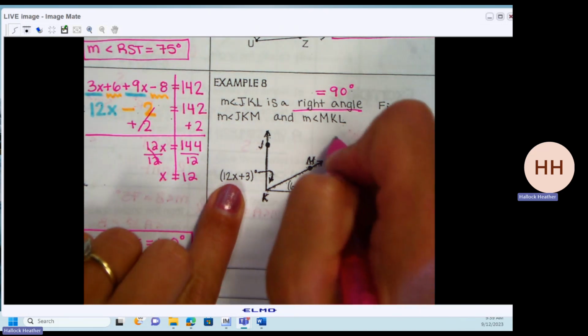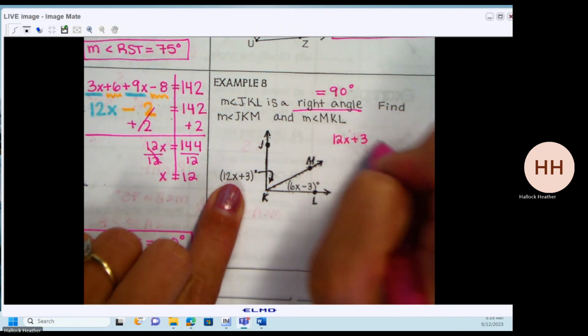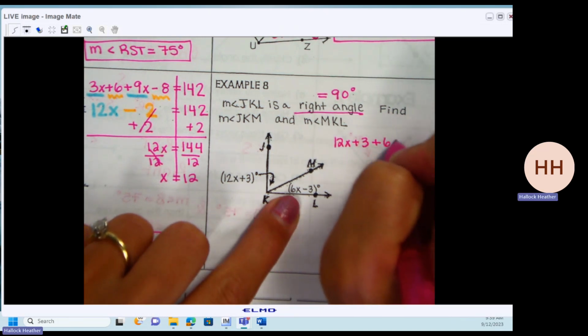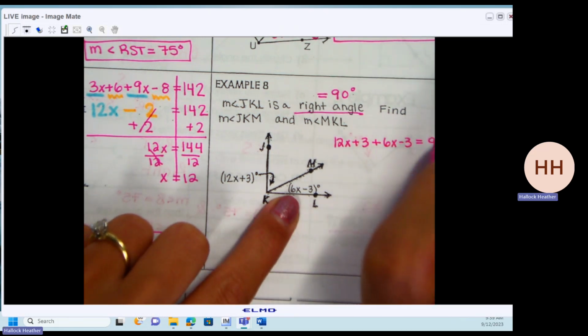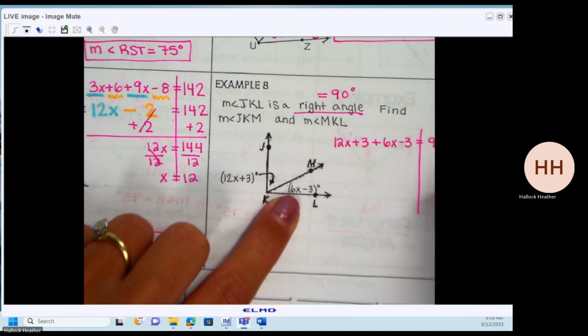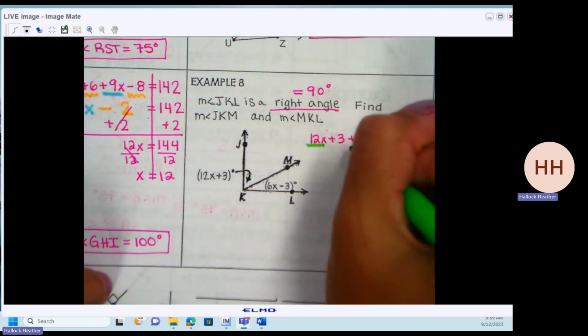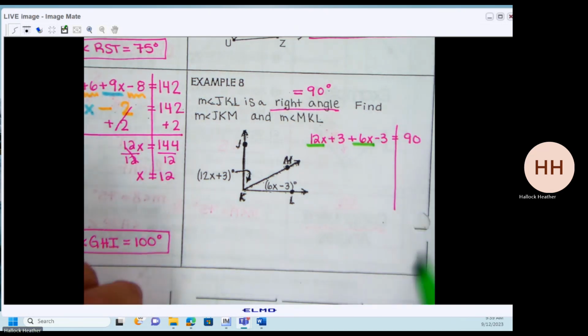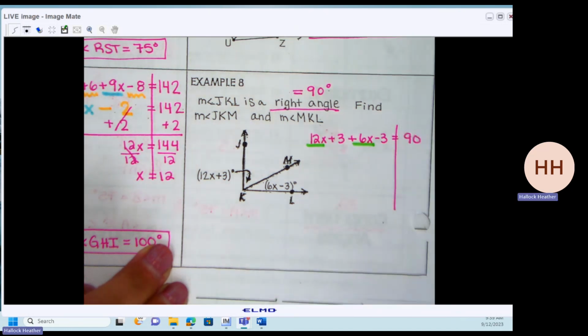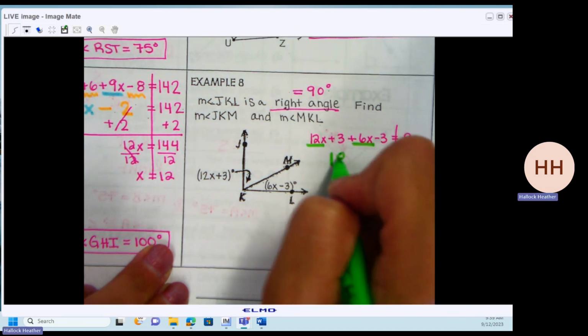So you should have 12x plus 3 plus 6x minus 3 equals 90. Because it's a right angle, so it's adding to make 90 in whole. I'm combining like terms. If I combine 12x and 6x, what am I bringing down? Ooh, not 19. 18x. So 18x.